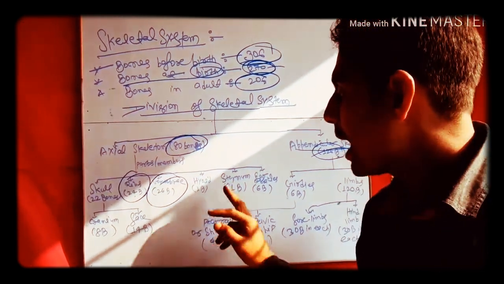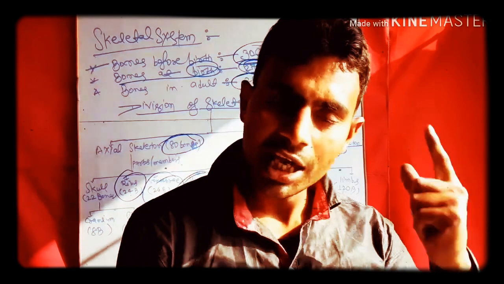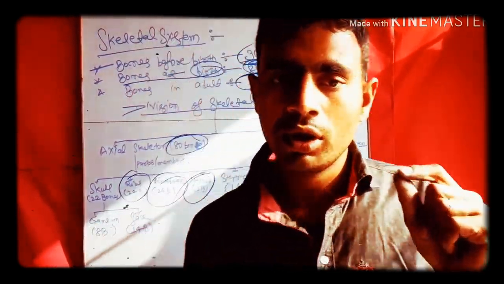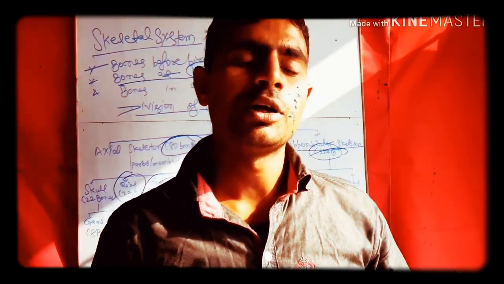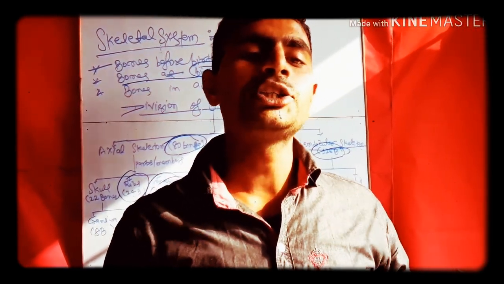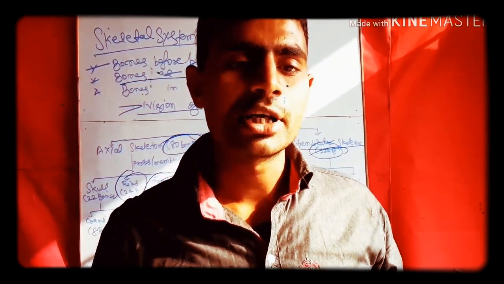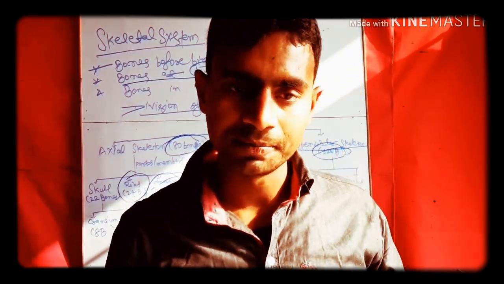Vertebra, 26 bones. Hyoid, 1 bone. Here the hyoid is present, and hyoid is 1 bone. Sternum is also made by 1 bone, because the sternum is the breast bone. Sternum is a breast bone, and it is also made by 1 bone.